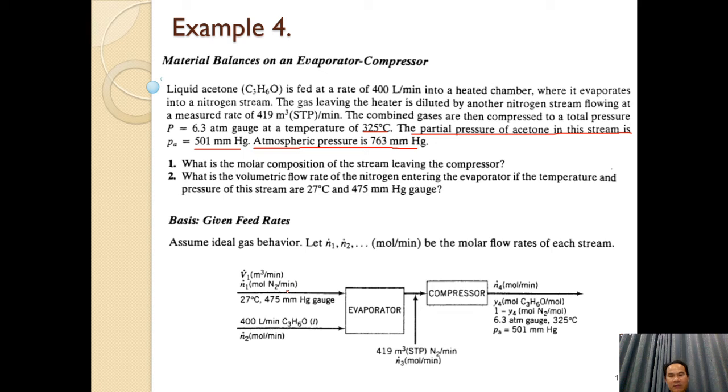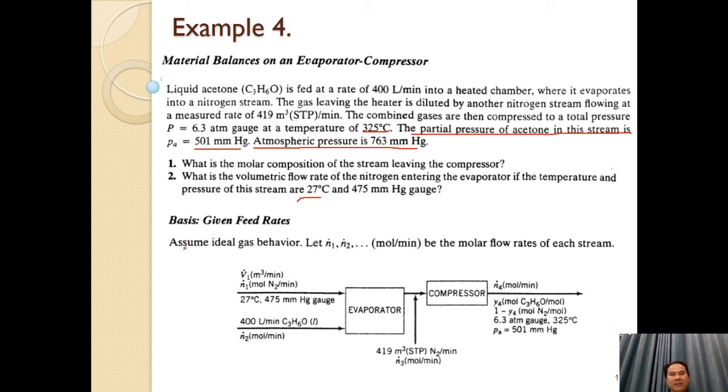Is it the nitrogen fed to the evaporator? What is the volumetric flow rate if the temperature and pressure are the same, 27 and 475 millimeters mercury? After you read the problem statement, you have to draw the flow chart and choose the basis. For this, mostly the basis should be the volumetric flow rate of the acetone or nitrogen.